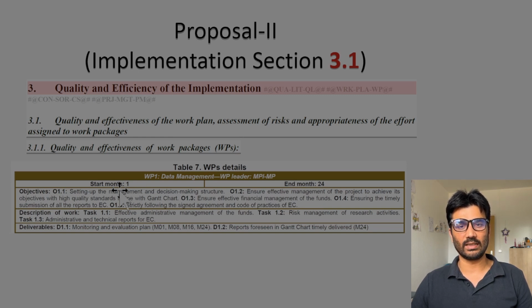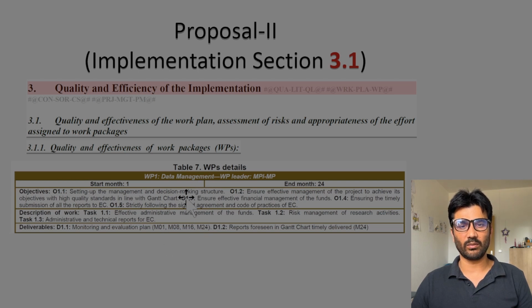For each work package I wrote the same way: start month, end month, and then the objective, what objective I want to achieve. For example, here I have about 5 objectives for data management. And then I made another section, a description of work tasks, like what kind of tasks I will do. For example, here I gave 3 different tasks, and what the deliverables are. Here I mentioned the deliverables, but I did not have a milestone in my first 2 work packages, data management and career development plan.